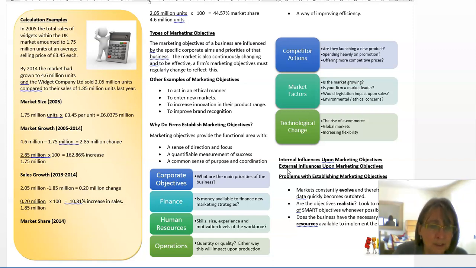Difficulties that there can be with establishing marketing objectives: remember they should always be SMART. You should always be able to measure them. You should always make sure they are timely, that there is a time when they should have been achieved, that they are achievable, and achievable with the resources available to that company.